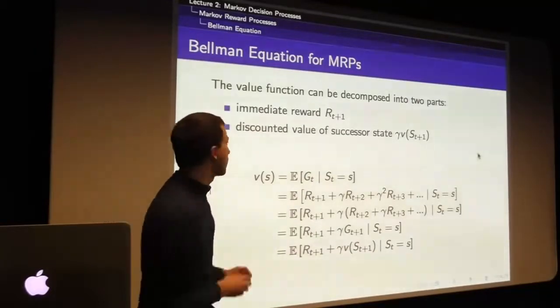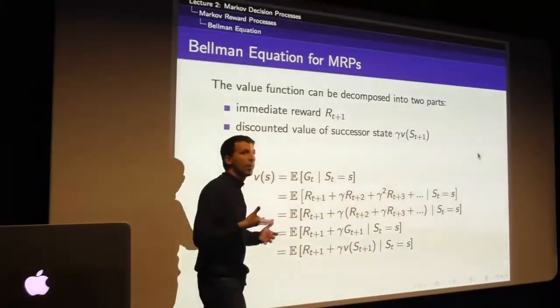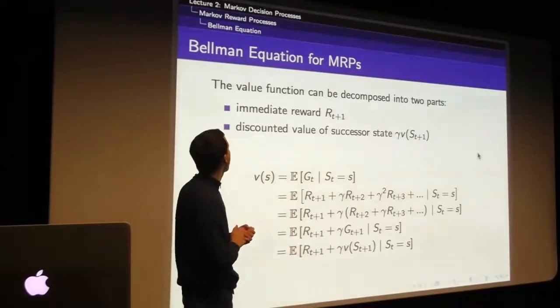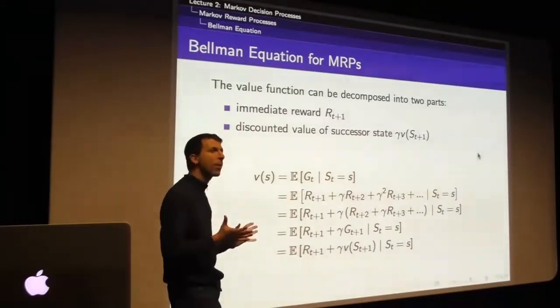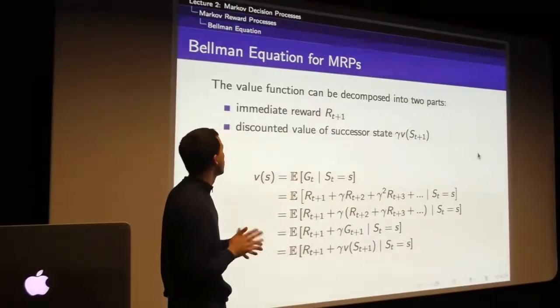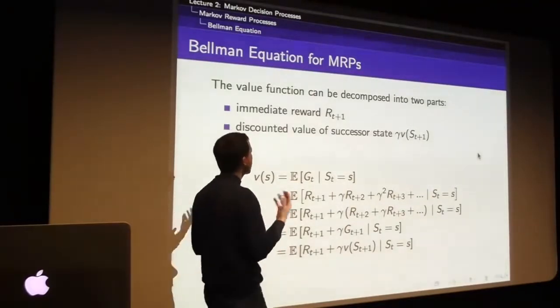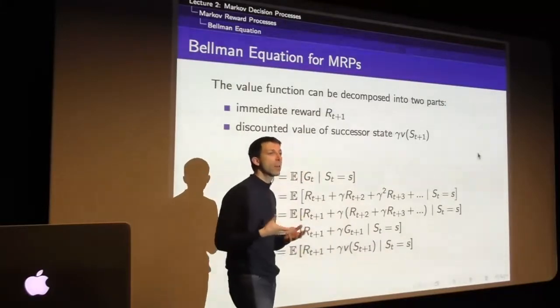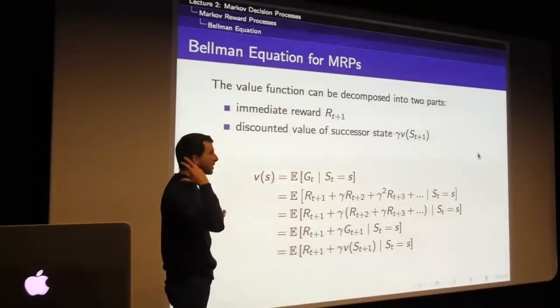So now we're going to talk about maybe the most fundamental relationship in reinforcement learning. You might have come across this in dynamic programming. It's very widely used. And it's called the Bellman equation. And the idea is that the value function obeys this recursive decomposition. And the main idea is very simple.